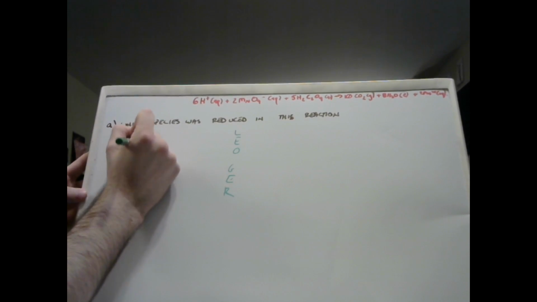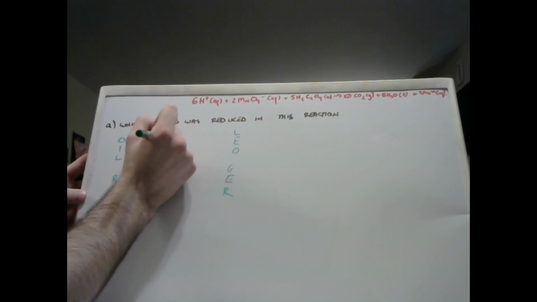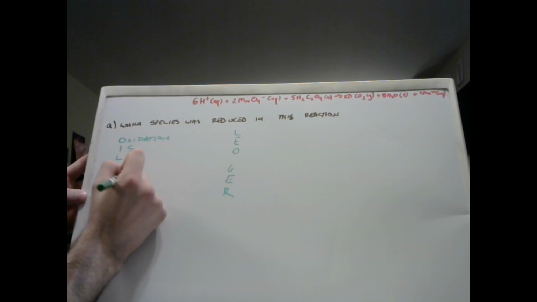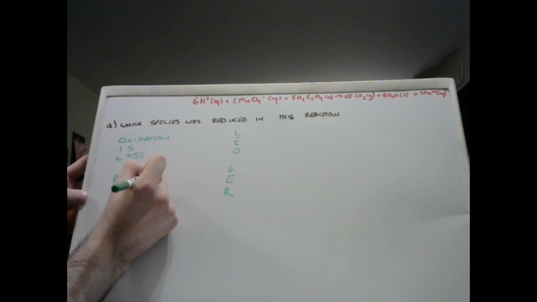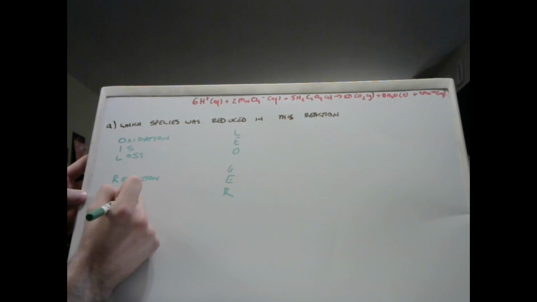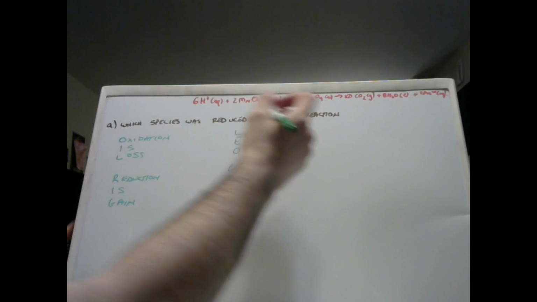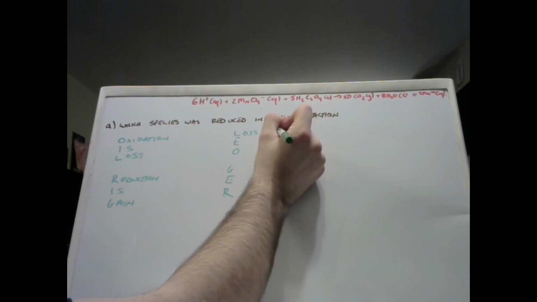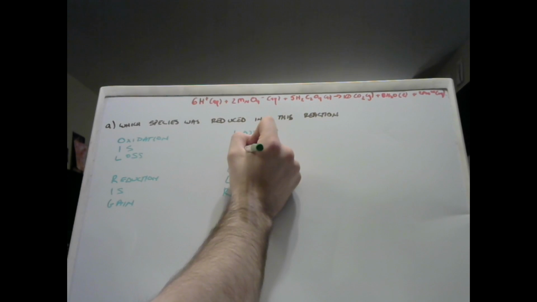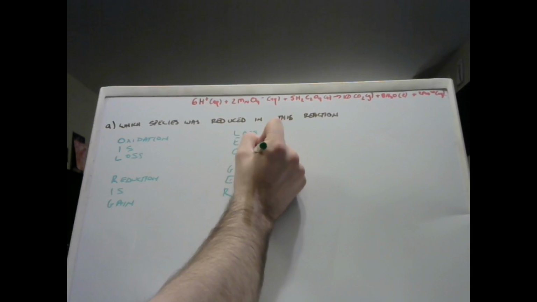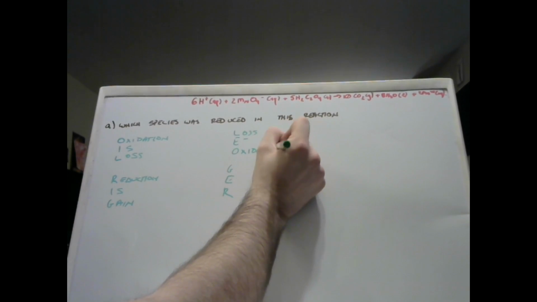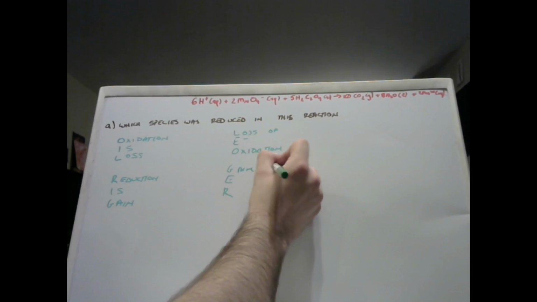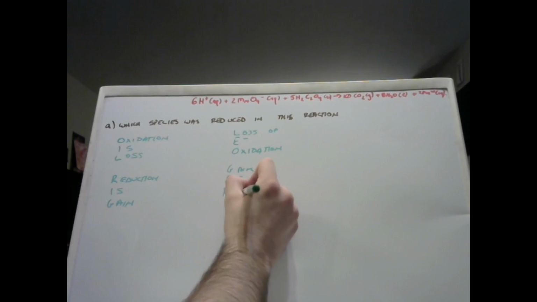OIL RIG: oxidation is loss, reduction is gain. Or LEO goes GER: loss of electrons is oxidation, gain of electrons is reduction.